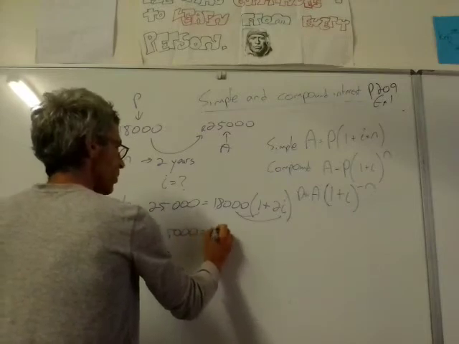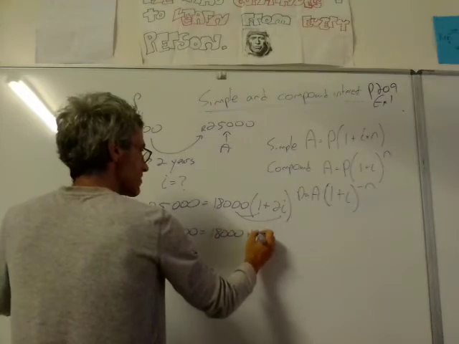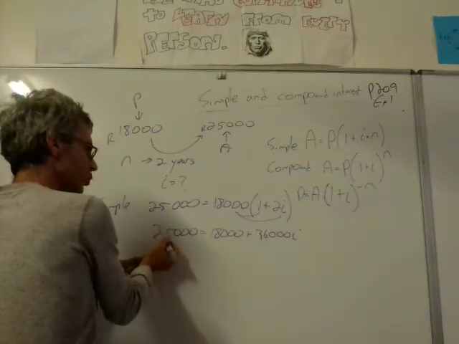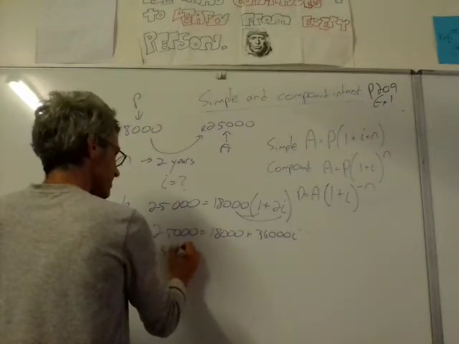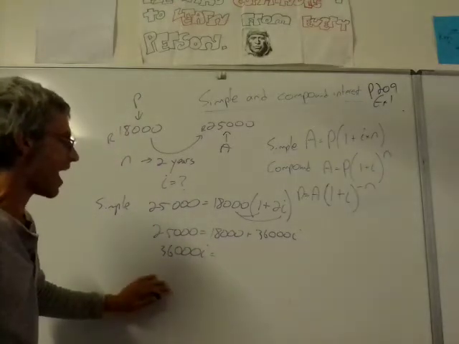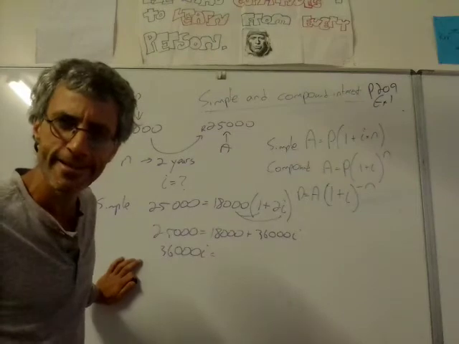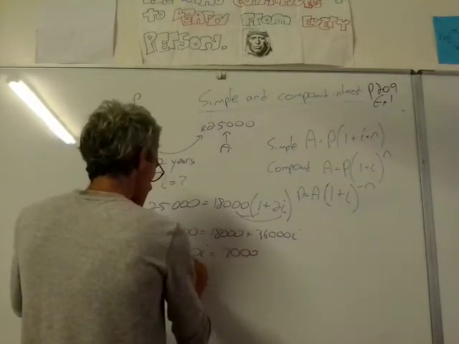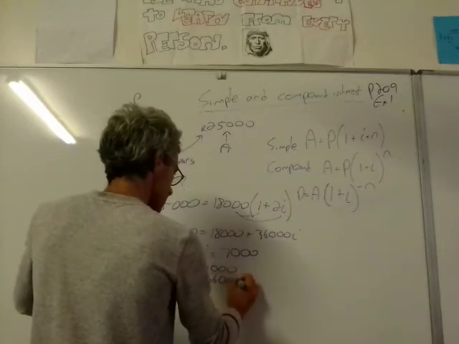25,000 equals 18,000 plus 2 times 18,000, which is 36,000 I. Move the interest over there. Okay? So 36,000 Rand, 36,000 I equal to, what is 25 minus 18? 7, isn't it? So it's 7,000. I equals 7,000 divided by 36,000 Rand.